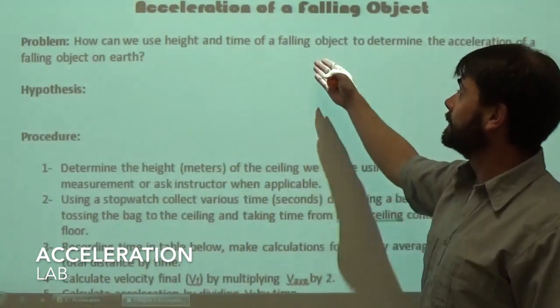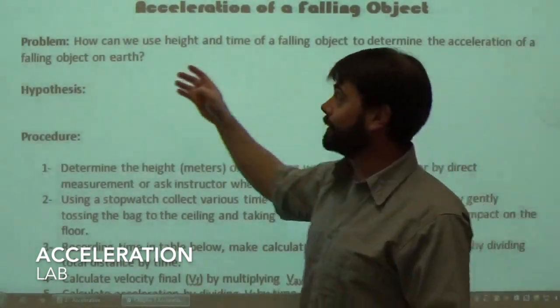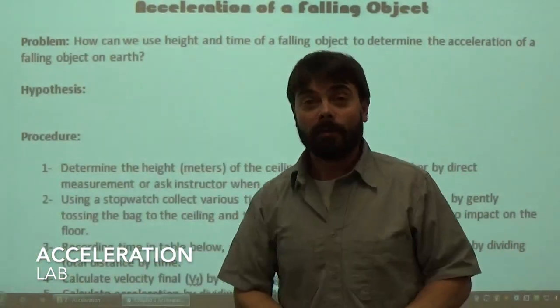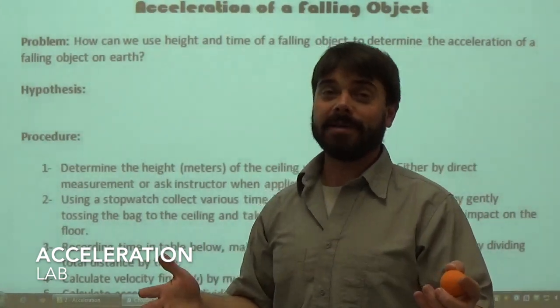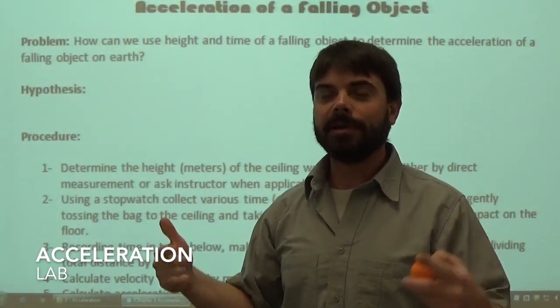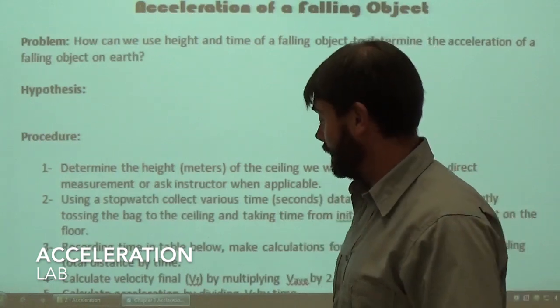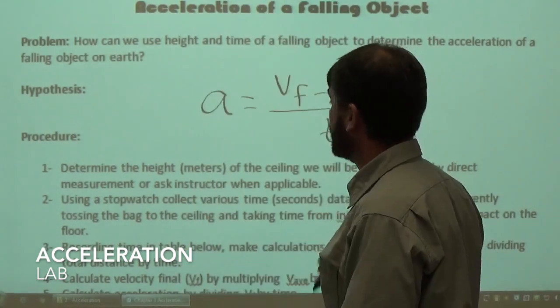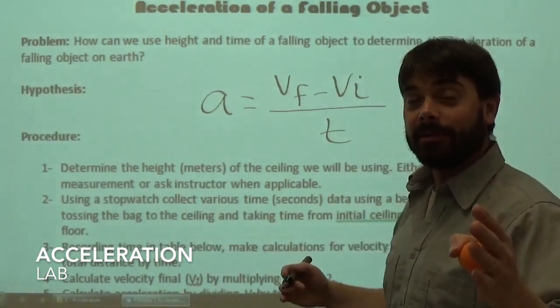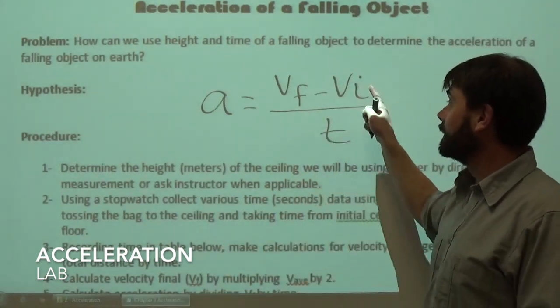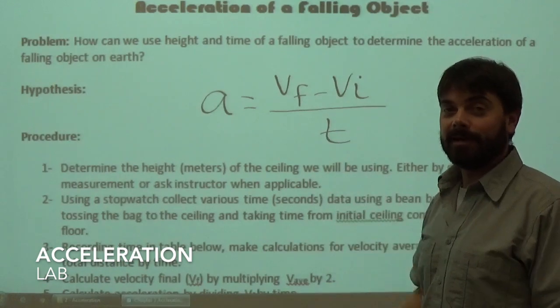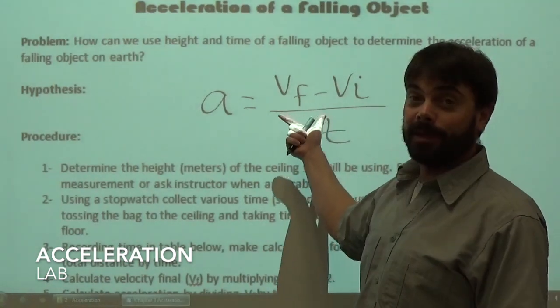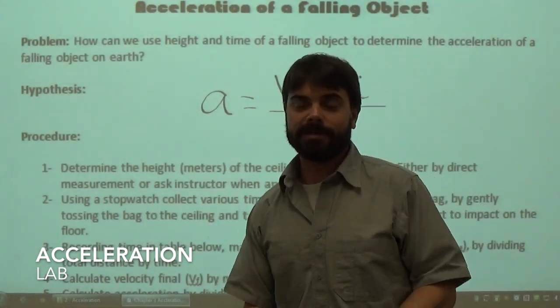How can we use the height and time of a falling object to determine the acceleration of a falling object on Earth? Well, you guys know a little bit about acceleration at this point, so you should be able to make a pretty good educated guess as to how you can do that. Think a little bit about what your acceleration equation is. The acceleration equation says you have velocity final minus velocity initial divided by time. If you know these two things, you should be able to calculate an acceleration.